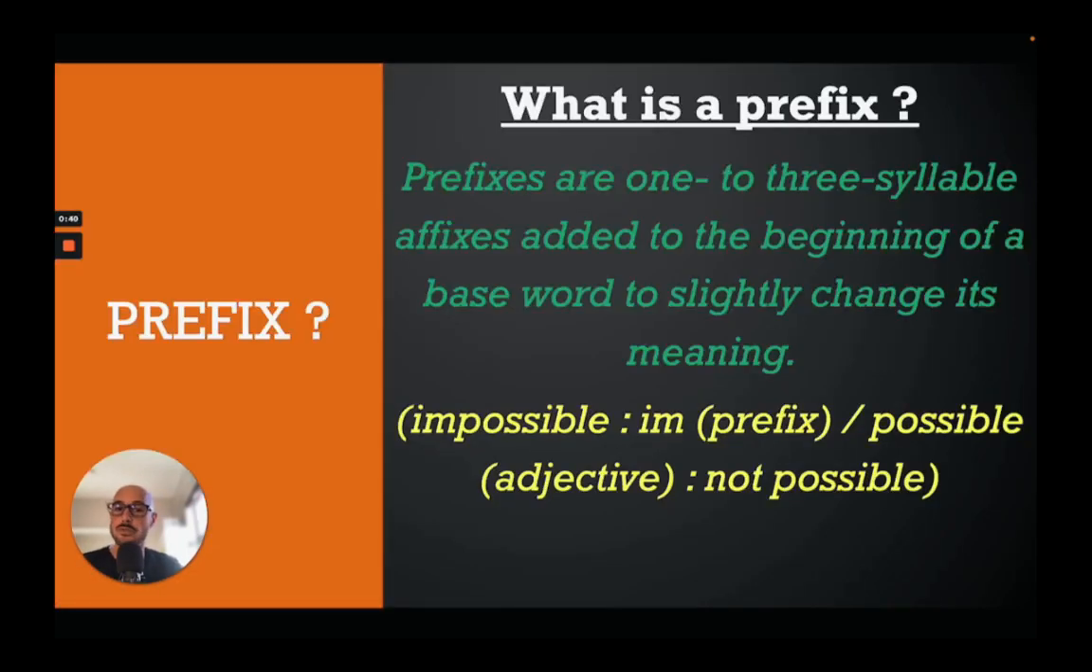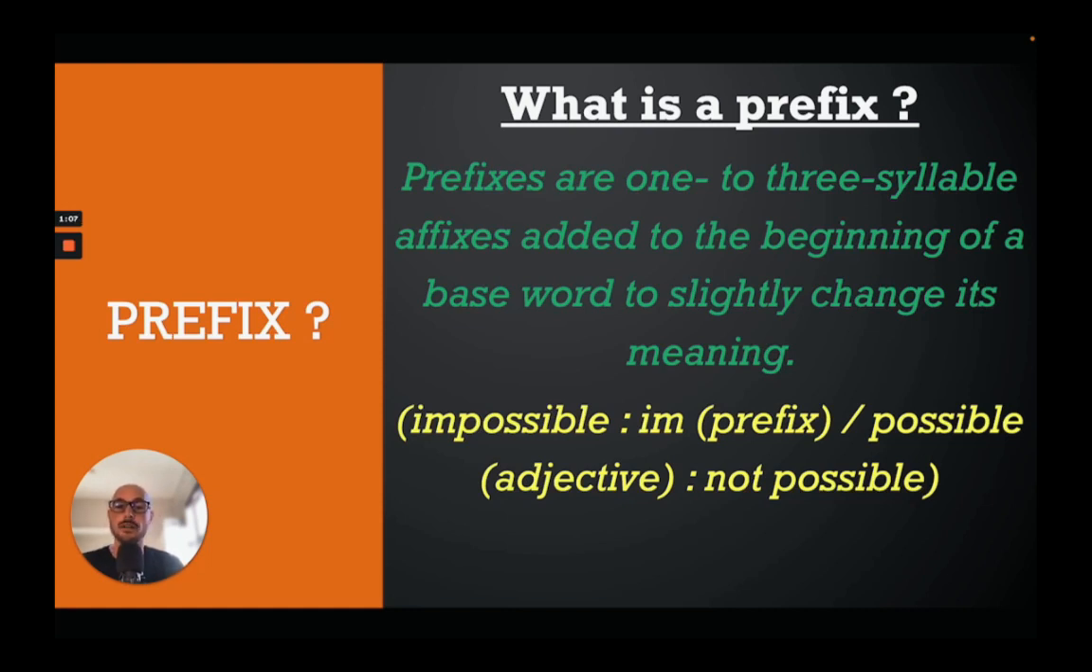Alright, so today I said we're going to talk about prefixes, but before we do that, I would like to give you the definition so we can understand each other better during the course of this lesson. So what is a prefix? Well, prefixes are 1 to 3 syllable affixes added to the beginning of a base word to slightly change its meaning. For instance, impossible. Now, if you take a look at that word, we have im and we have possible.